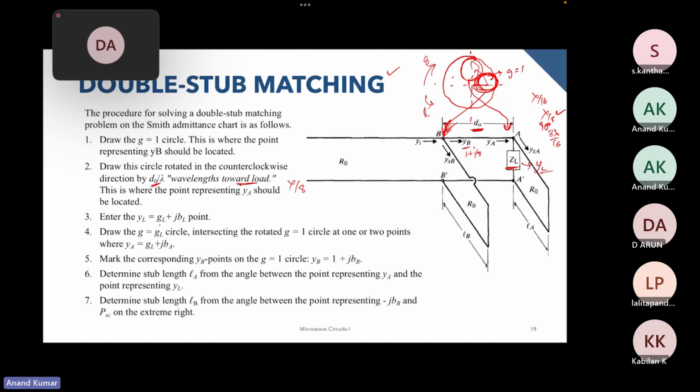So this YL will be some GL plus jBL point, right? So this could be here. So we enter this Smith chart over here. Before entering the Smith chart, we first made the G equal to 1 circle. Then we will translate the circle towards the load in this direction by using the angle d naught by lambda. So then we'll choose the d as 1 by 8.